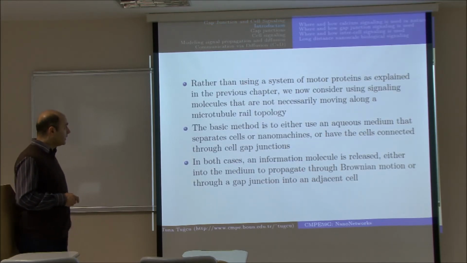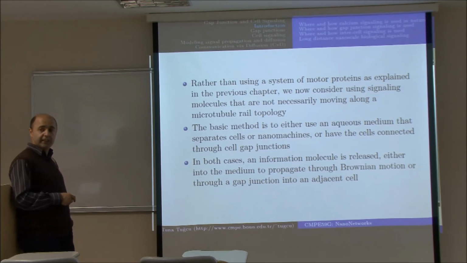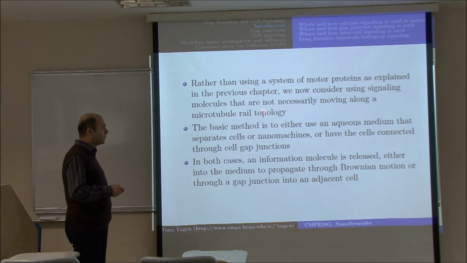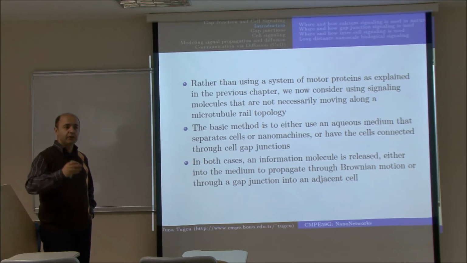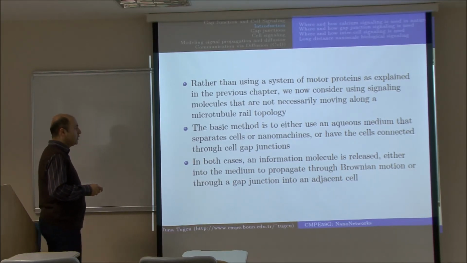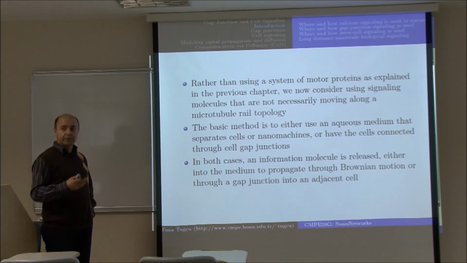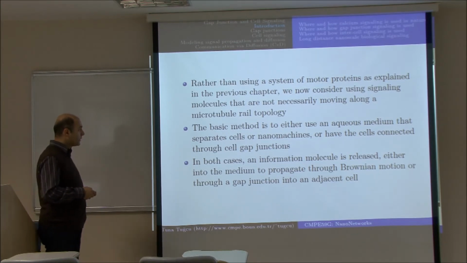So rather than using a system of motor proteins, as we did in the previous chapter, now let's also look at the case of signaling molecules that are not necessarily moving along some microtubular rail topology. Okay? So you don't have any rails or deployed infrastructure for communications. The basic method is to make use of this aqueous environment between the cells or the nanomachines.